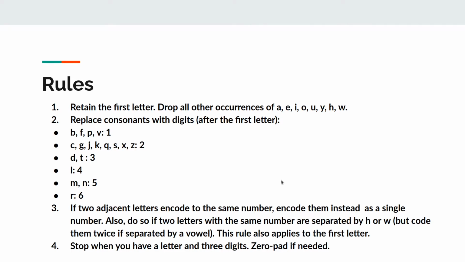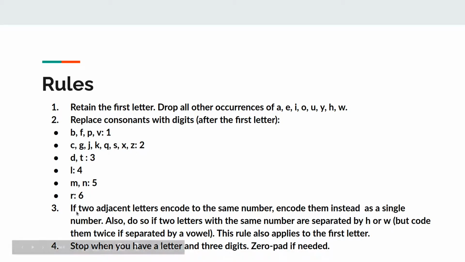Here are the rules for Soundex based on Wikipedia. The algorithm should retain the first letter and drop all of these letters. The algorithm should replace consonants with digits, with these rules. It should replace these letters with 1. It should replace these letters with 2, and so on.